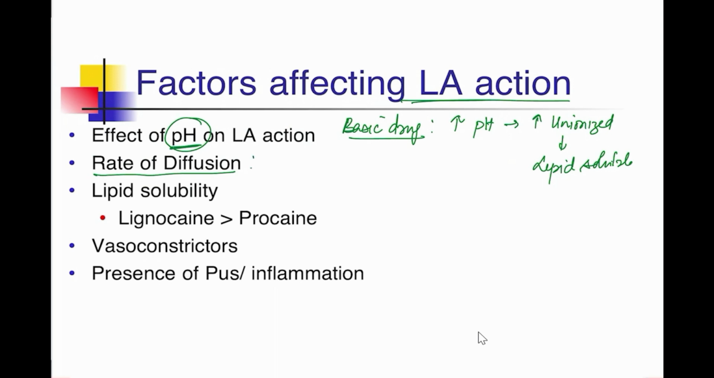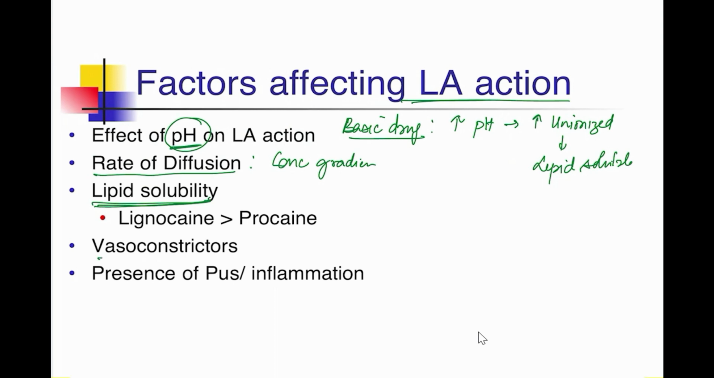Then another one is the rate of diffusion. Rate of diffusion depends on the concentration gradient. The higher the concentration, the higher the rate of diffusion. Then another one is lipid solubility. If a drug is highly lipid soluble, then definitely it can cross the axonal membrane and can act faster. So lipid solubility is another factor.